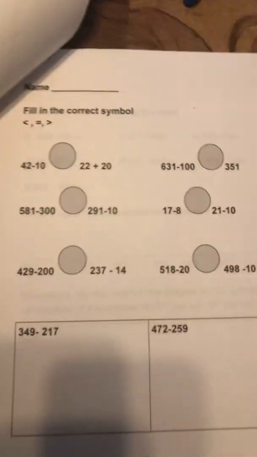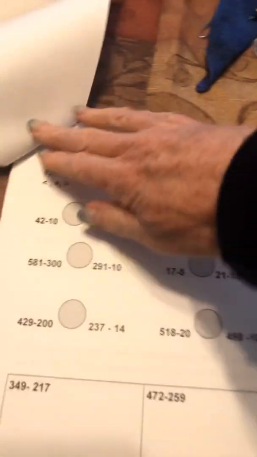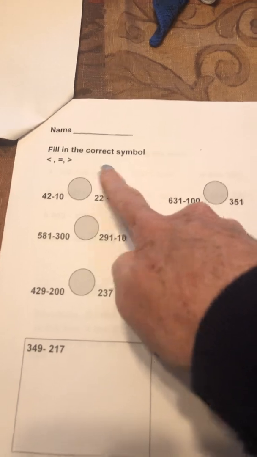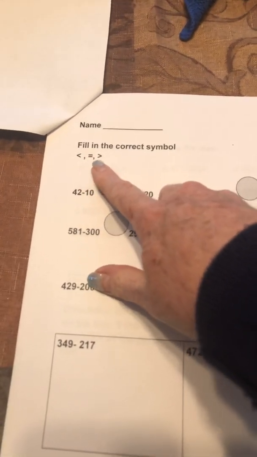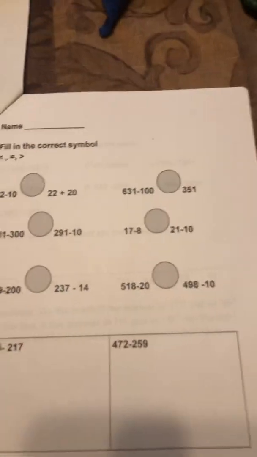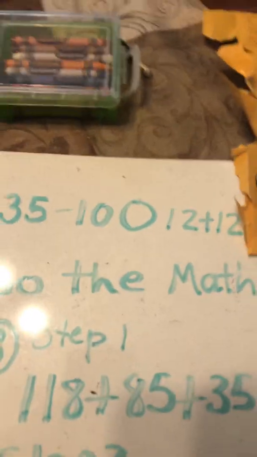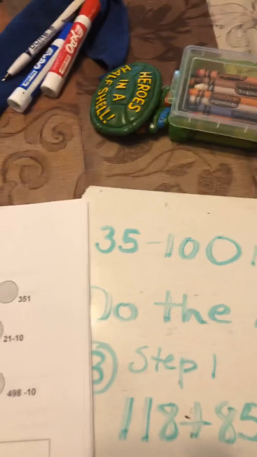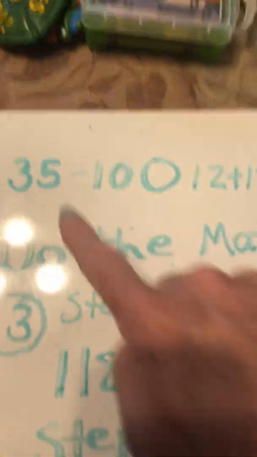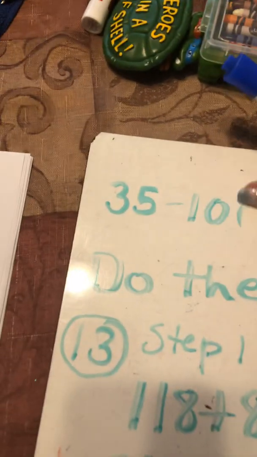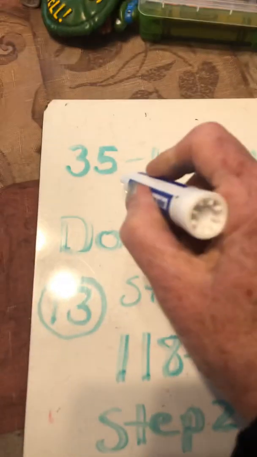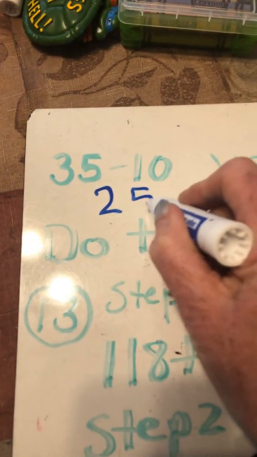So here is your window pane for the day. It says fill in with the correct symbol, less than, equal to, or greater than. And in order to do these, you need to do the math. So here's one that I did. It's not one on there. 35 minus 10. What's 35 minus 10? If you said 25, you are right.